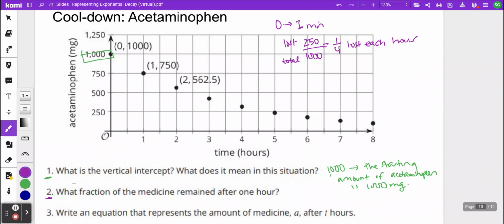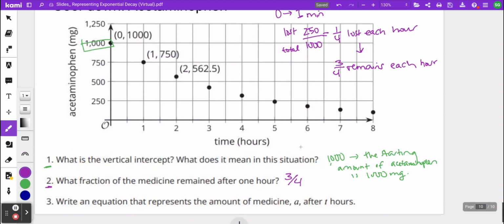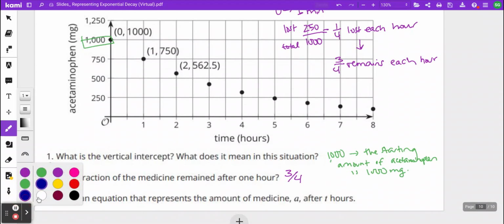But notice number 2, it's not asking about the fraction lost each hour. It's asking what fraction of the medication remained. So if we're losing 1/4 of the medication, that tells me 3/4 remains each hour. And so the answer to that second question, we're talking about what fraction remains. That's 3/4. Question number 1 and question number 2 are there to help you with question number 3, that final question.